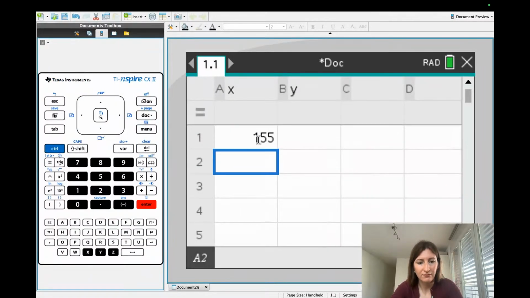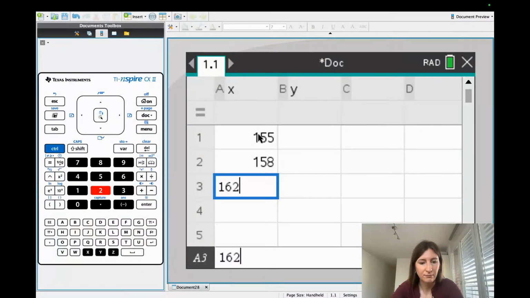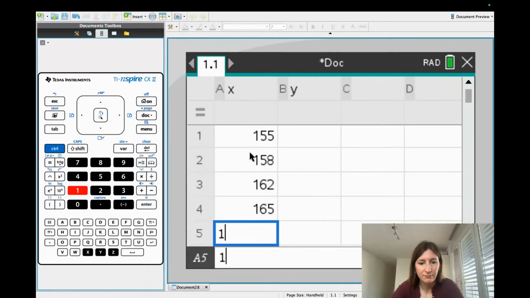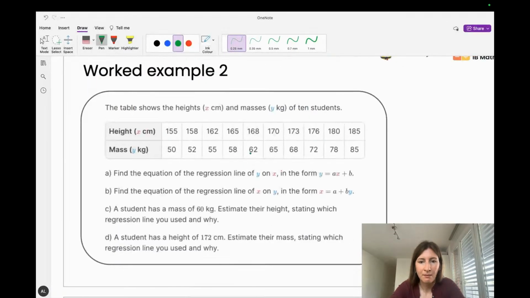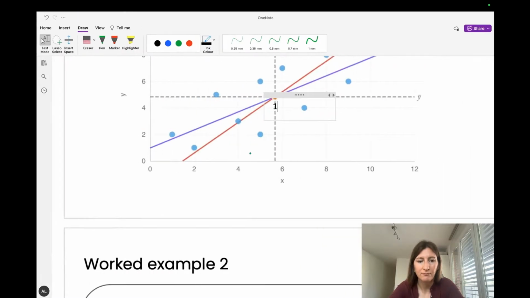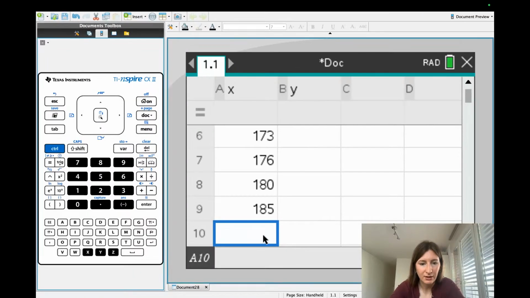155, 158, 162, 165, 173, 176, 180, 180, and what was it, 85. Then 50, 52, 55.